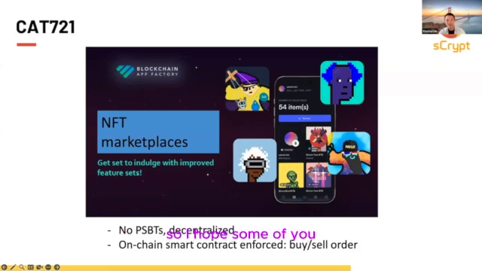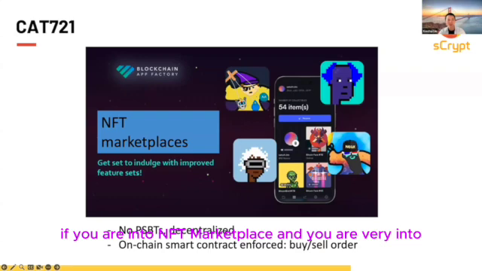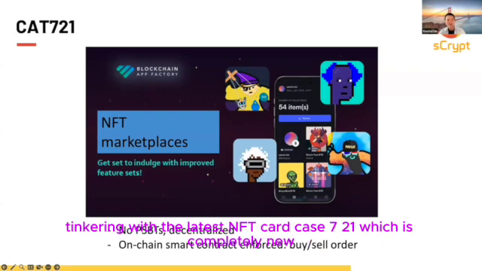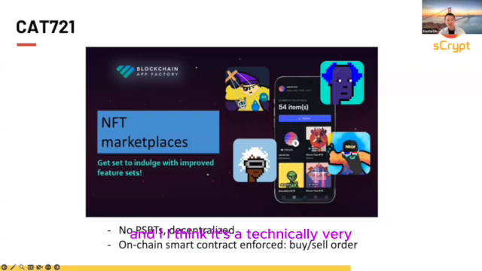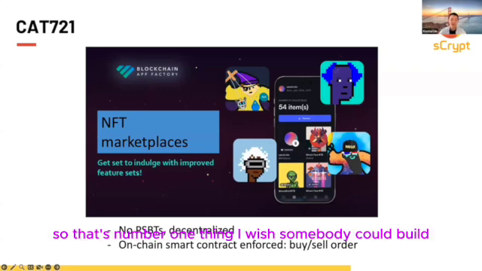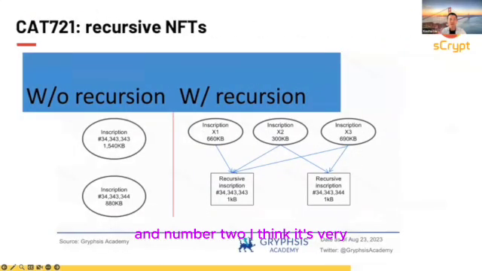So I hope some of you, if you are into NFT marketplaces and into tinkering with the latest NFT standard called CAT-721, which is completely new and technically very advantageous compared to ordinals. So that's the number one thing I wish somebody could build, and number two, I think, is also very interesting.